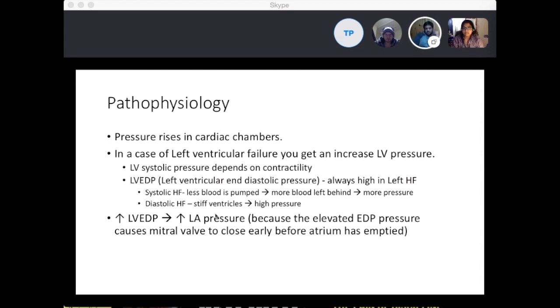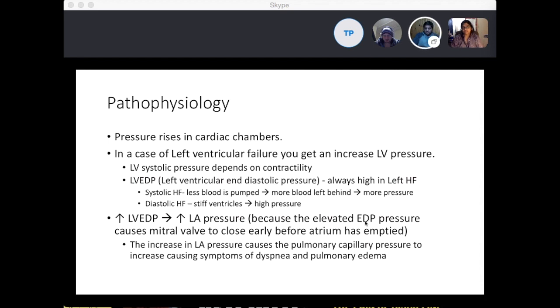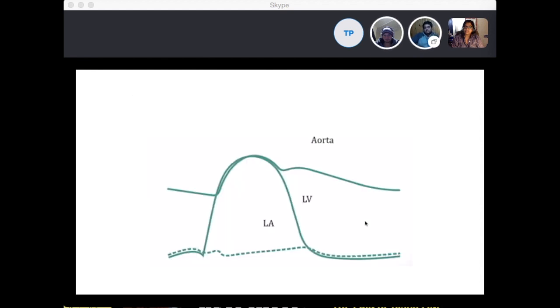So in left ventricular end diastolic pressure, if that increases, it causes an elevated left atrial pressure, because the elevated end diastolic pressure causes the mitral valve to close early before the atrium has emptied. And I have a picture to help you understand this. Next slide. So the increased left atrial pressure causes the pulmonary capillary pressures to increase, and thus causing the symptoms of dyspnea and pulmonary edema. So before I go any further, let me try to explain this.